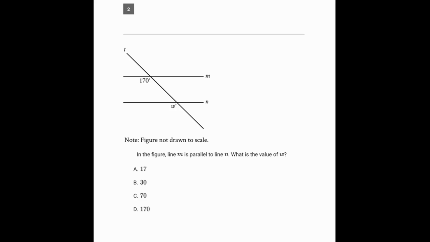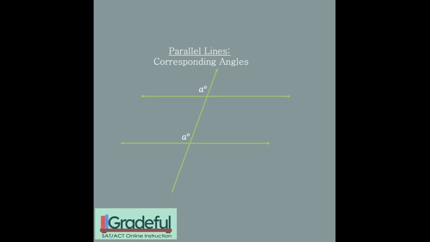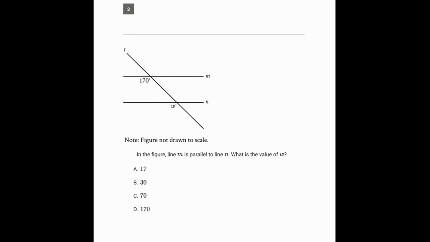Going over to question number 2, here we have a couple of parallel lines, and what the question's really asking us about is the idea of corresponding angles. So if I have parallel lines with a transversal, any two angles that occupy the same position, those are called corresponding angles, and by definition, they're going to be congruent. Their measures are going to be equal. So coming over here, we do have corresponding angles because we're looking at the bottom left quadrant of each of those intersections. So the 170 and the W, they're equal to each other, and that means that our answer is D here.